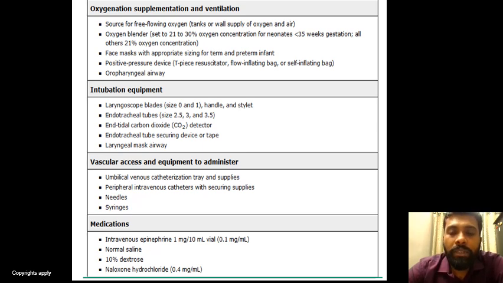Intubation equipment has to be checked before every delivery. Laryngoscope blades of different sizes, handle and stylet. Endotracheal tube sizes 2.5, 3 and 3.5 usually, and laryngeal mask airway also. Vascular access equipment such as umbilical venous catheterization tray and supplies, and then peripheral intravenous catheters with securing supplies, needles and syringes, and medications such as IV epinephrine, normal saline, 10% dextrose, and sometimes naloxone also.